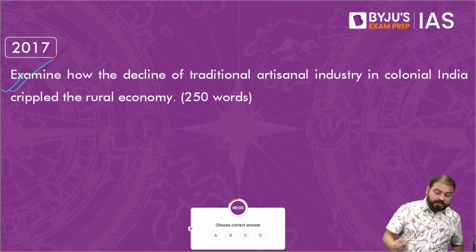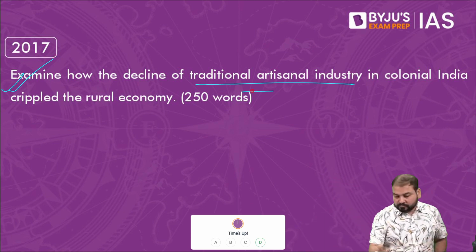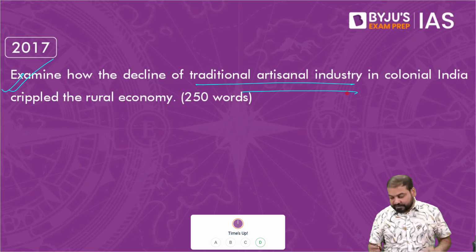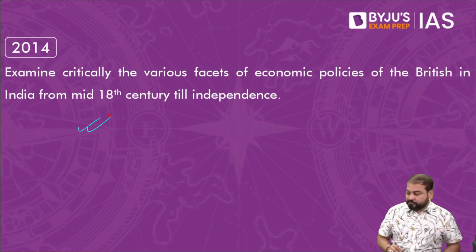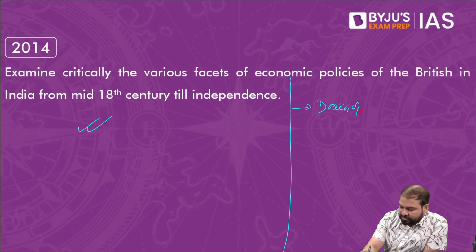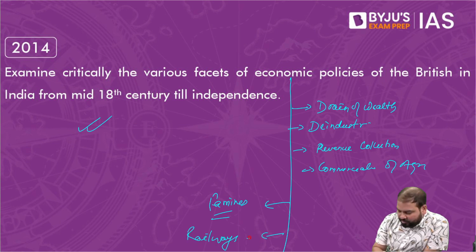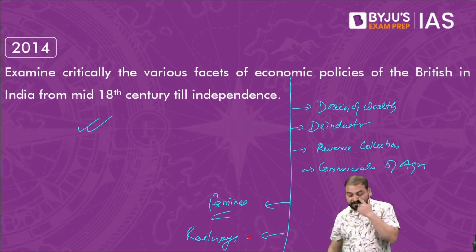All of you, can you write this? 2017, 250 words answer. Hopefully, please practice it. Please write it. Think about this. What are the economic policies? I will mention drain of wealth. Then I will mention deindustrialization. I would mention the revenue collection methods. I would study the commercialization of agriculture. Of course, I will say their policies led to famines. Good thing they brought railways. Everyone, can you write this answer?